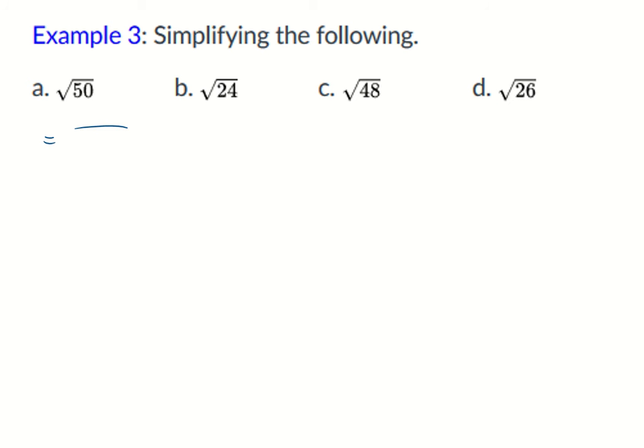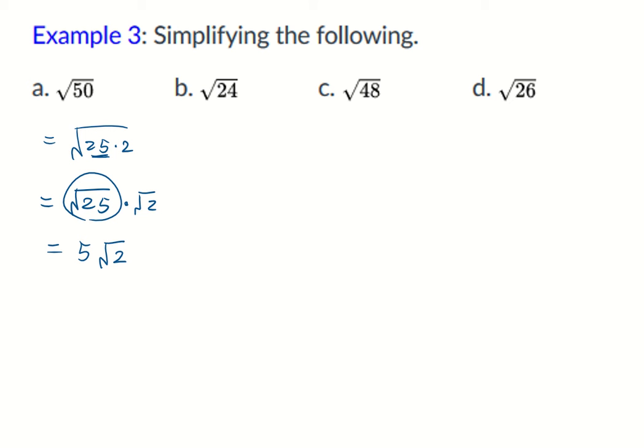50 can be seen as 25 times 2, where 25 is a perfect square. Now we can write this one radical as the product of two radicals using the product rule, like this. And we know square root of 25 is 5. So to simplify, square root of 50 is 5 square root of 2.